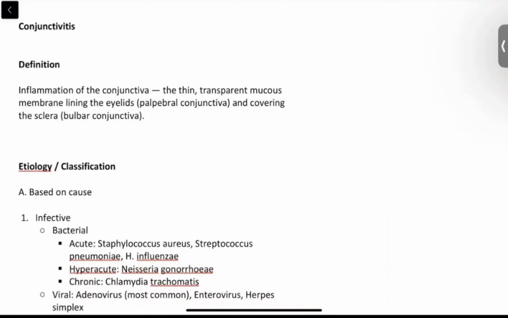Hello everyone. In this video, we are going to discuss conjunctivitis. So what is the definition of conjunctivitis? It is nothing but the inflammation of the conjunctiva. What is conjunctiva? Conjunctiva is a thin transparent mucous membrane which lines the eyelids and covers the sclera.